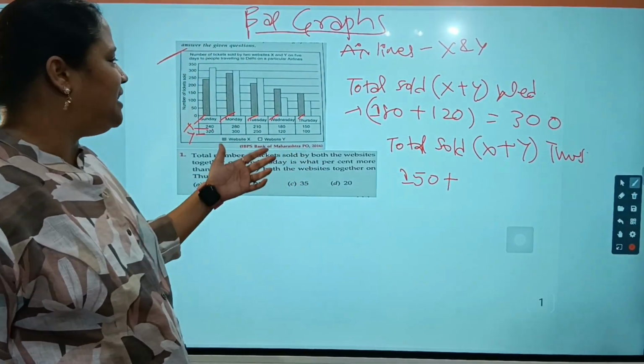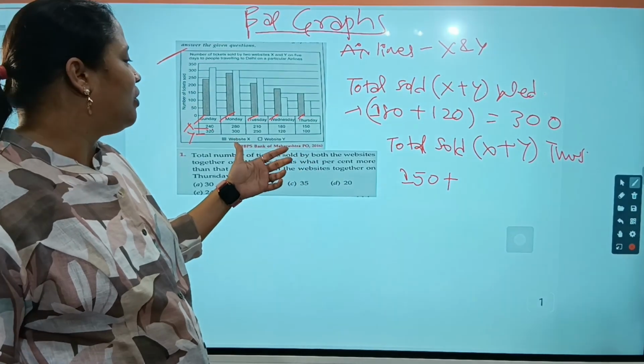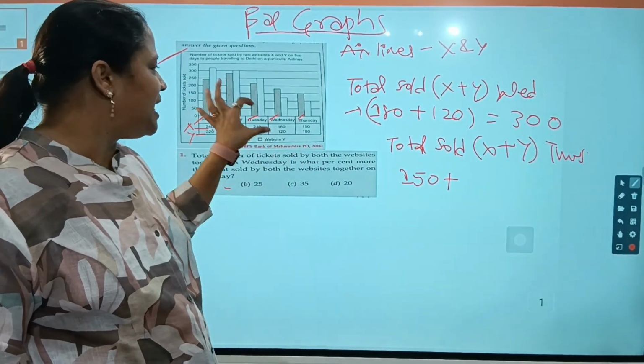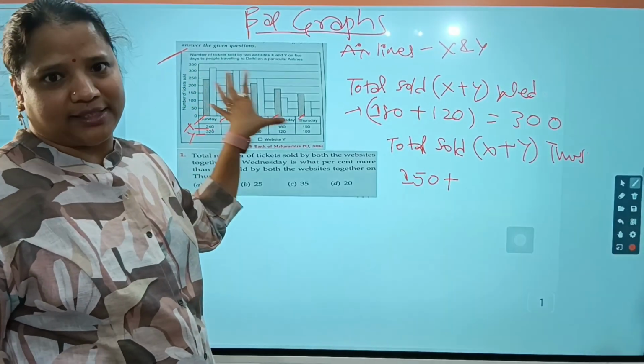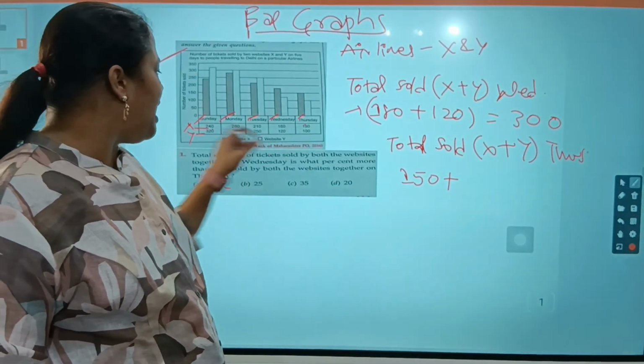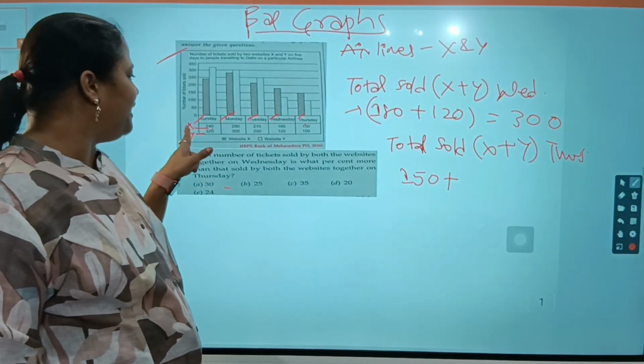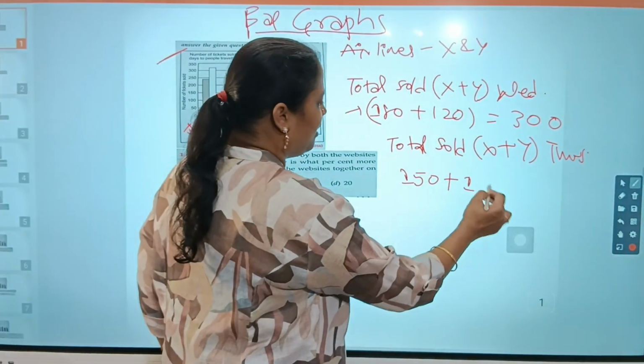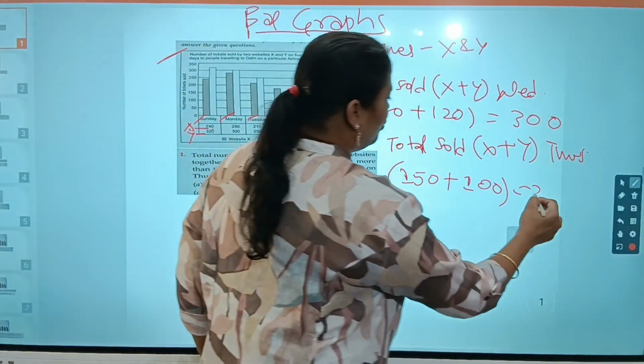Hope you are able to see the question, guys. Otherwise, comment below the video, and from the next video onwards I will increase the size of the bar graph on the screen. On Thursday, the value of X is 150 and Y is 100, so it is coming 250.